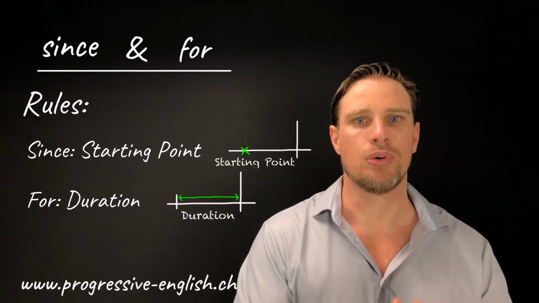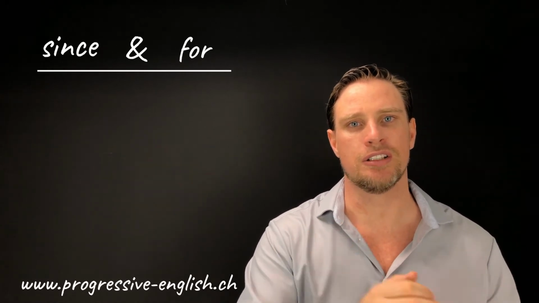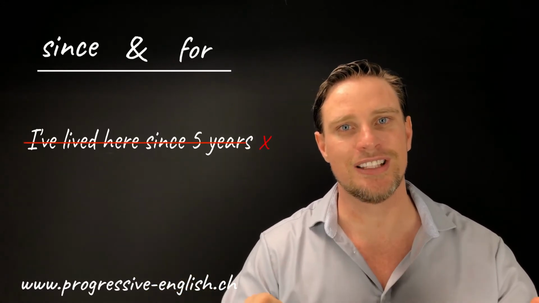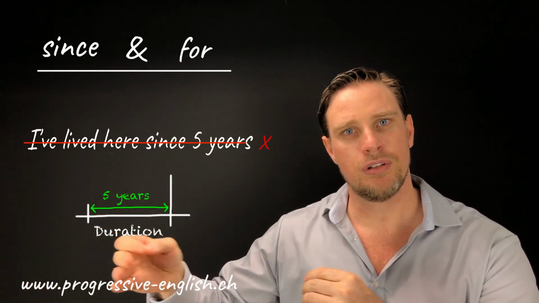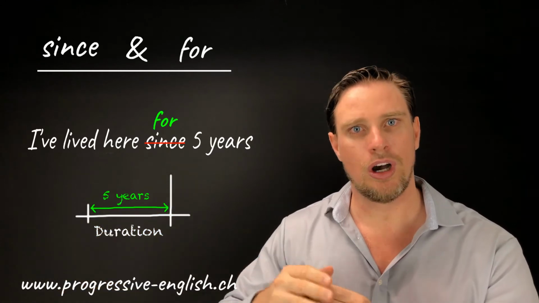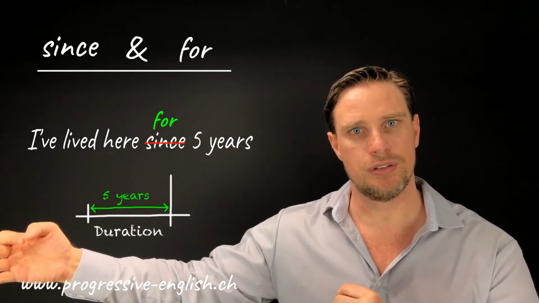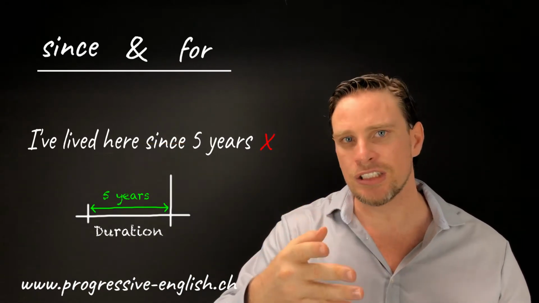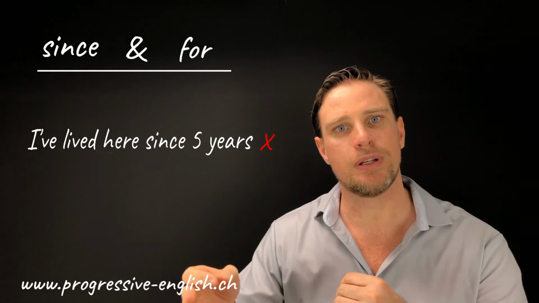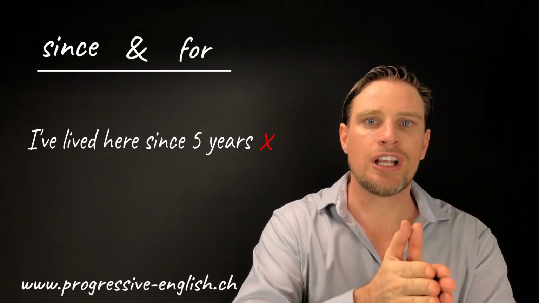So I'll give you an example of an incorrect sentence. I've lived here since 5 years. Completely incorrect. Don't ever say this. The reason it is incorrect is because 5 years is a length of time. It's a duration. So we have to use the word for. I've lived here for 5 years. It's not a starting point. I've lived here since 5 years doesn't make sense because with 5 years, there's no starting point.